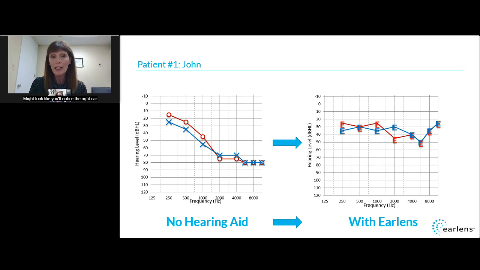You'll notice the right ear is the circles in red, and the left ear is those X's. Again, you've probably gotten pretty good at looking at audiograms. And on the left are his responses with the Earlens, okay? And you can see they are more near to normal.